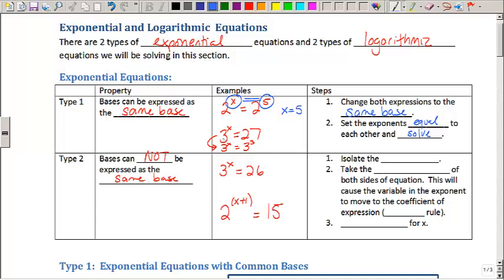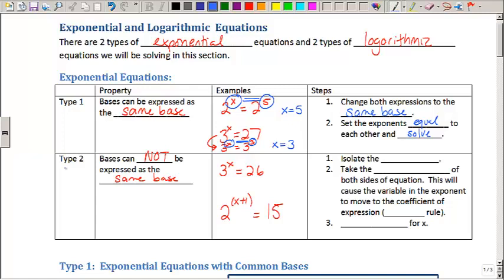For our second example, 3 to the x equals 27, we have 3 to the x equals 3 to the 3. We had to rewrite it. Step 1, rewrite it with the same base. Step 2 says set the exponents equal to each other. So I'm going to look at these two exponents. Now that the bases are the same, I can set the exponents equal to each other, and my answer is x equals 3. So those two are very simple to solve.